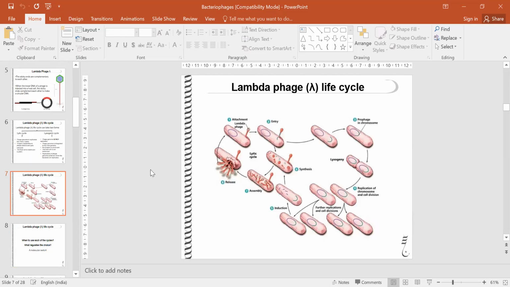So this is the cycle, with the lytic cycle and the lysogenic cycle. In the lytic cycle, you can see the phage is going to attach to the surface of the bacteria, and the bacteria also have their own genome.